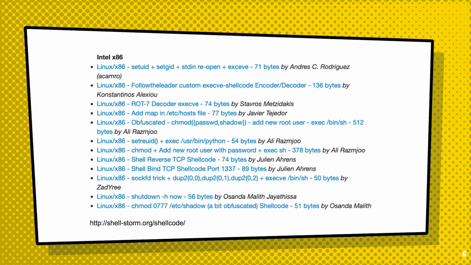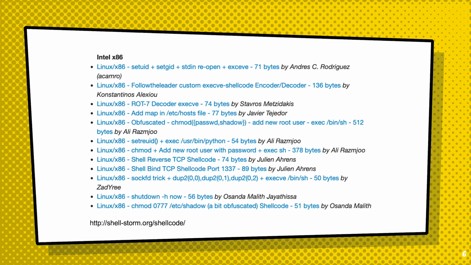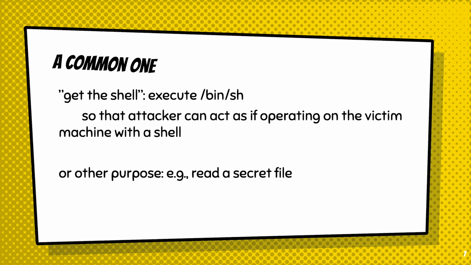As you see from the Shell-Storm web page, usually those shellcodes can get a shell or fulfill a specific purpose such as setreuid or chmod. Getting a shell is a very common one. It means that we want the shellcode to execute a shell so that the attacker will be able to get the shell and interact with the victim machine. Of course, there are other purposes, such as using the shellcode to read a secret file, such as the flag file, which you will see in our assignment or in our in-class lab.